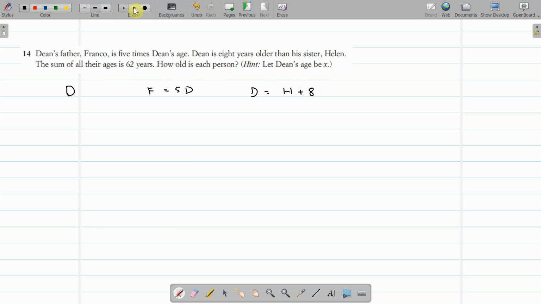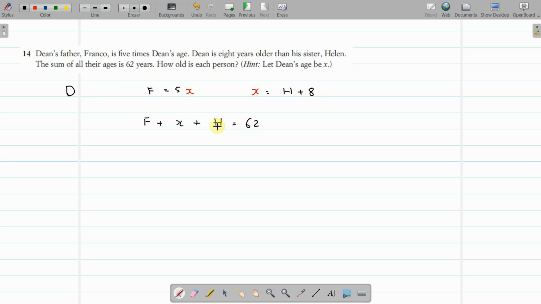Oh, okay. So let's get rid of Dean and put x. 5x and x equals that. Okay, so we have, alright, so we're going to do Franco plus Dean, who's x, plus Helen equals the sum of their ages, so I'm going to add them up, equals 62.